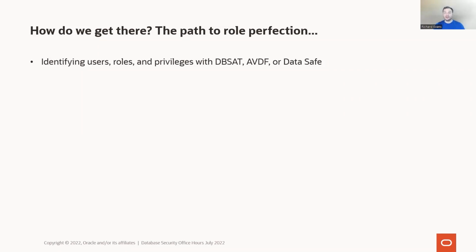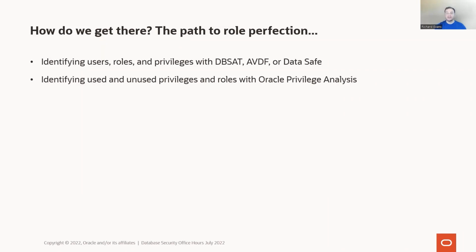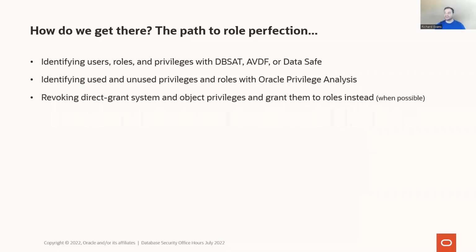We don't know where we're going unless we know where we've been. So let's just pick a point and say, hey, here's where we're at today. Let's see if we can incrementally improve this, using privilege analysis to identify those used and unused privileges. It's fantastic. Revoking direct grants, right? Let's grant these to roles as much as possible.